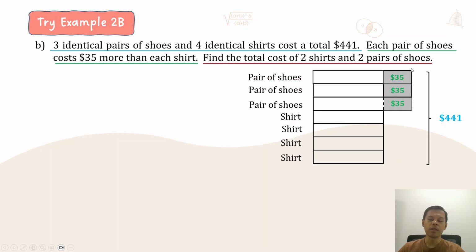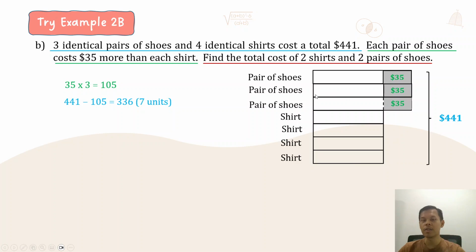So we need to draw where the question mark is. We label this part here as the question mark. The first step, we need to eliminate this additional 35 here. 35 times 3, we are going to get 105. Then we need to minus this 105 from the total 441. Then we are going to get 336. This is the balance. When we exclude this additional 35, 336 is equal to all this box here.